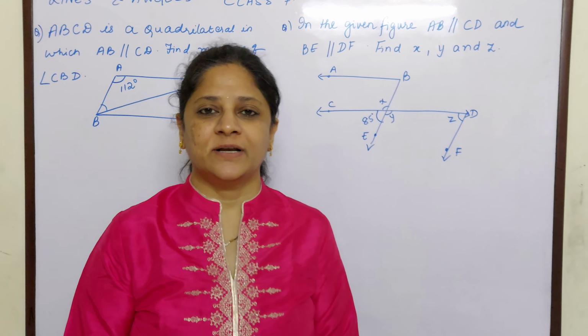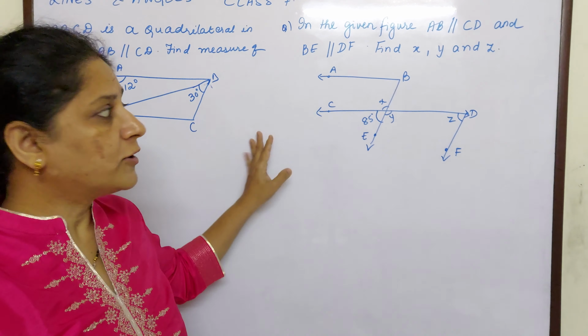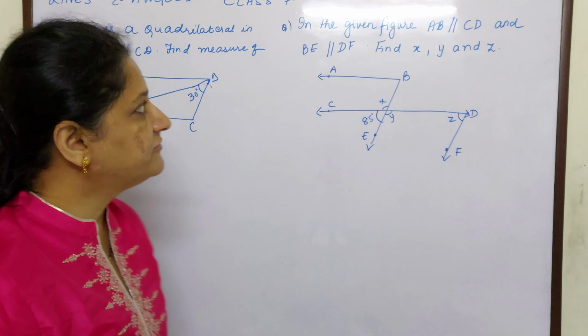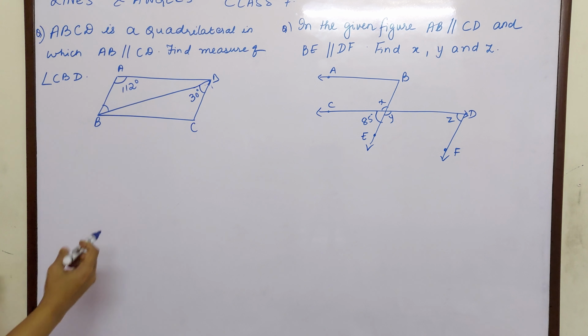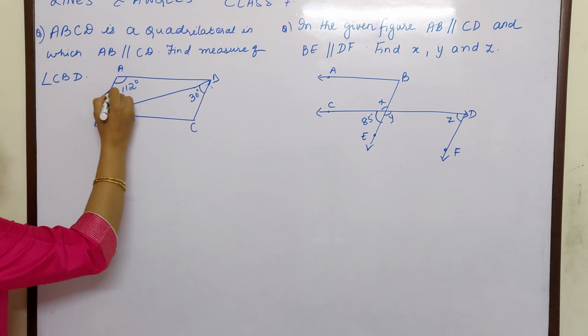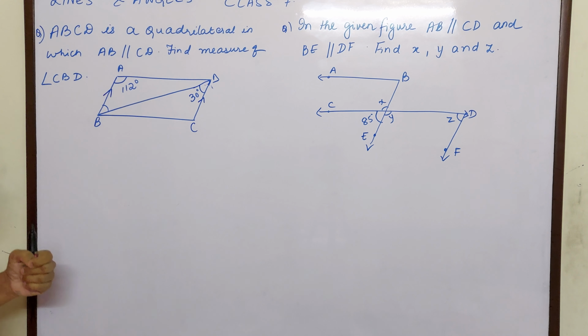Hello children, welcome back. Today we are going to solve sums on quadrilaterals and the given figure. ABCD is a quadrilateral in which AB is parallel to CD. So this line is parallel to this line. Find the measure of angle CBD. Now you have to identify what is CBD, children.